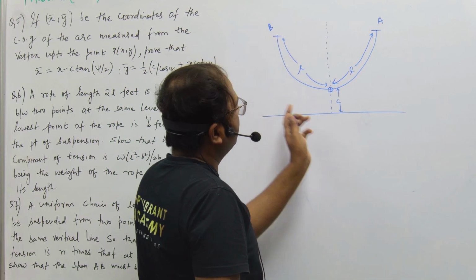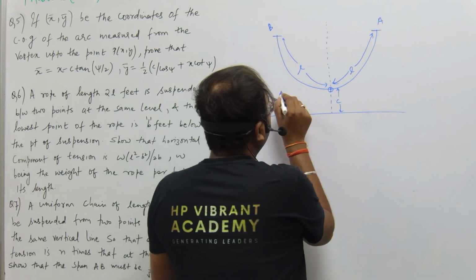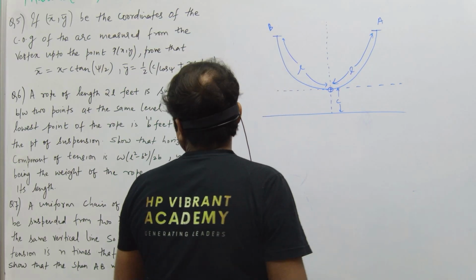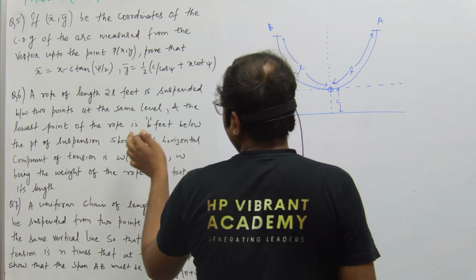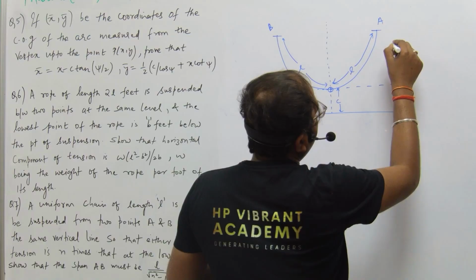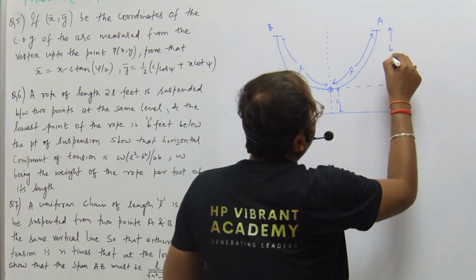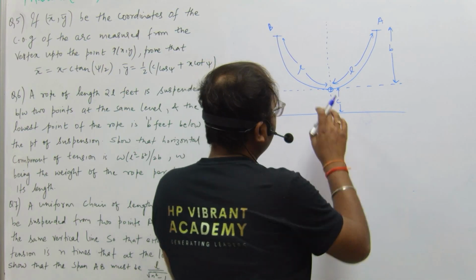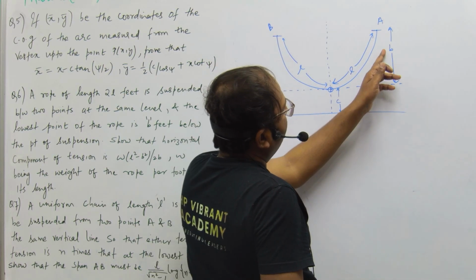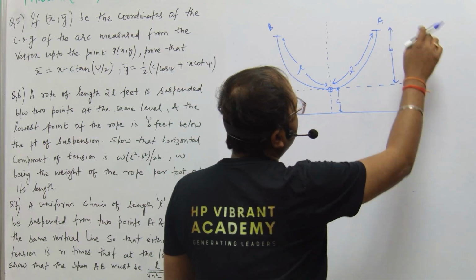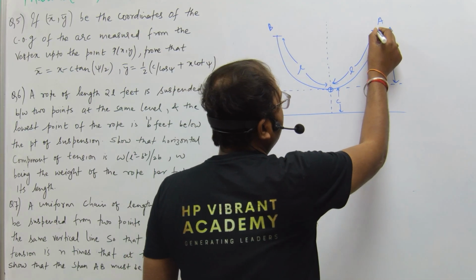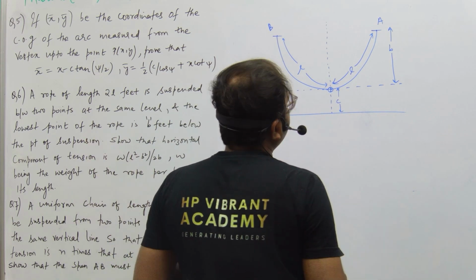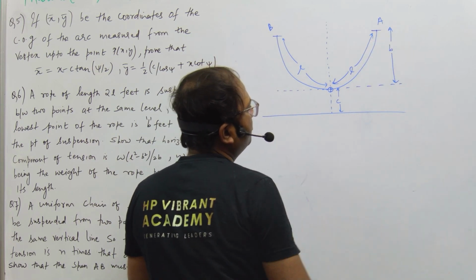So this whole length is 12, and the lowest point is b feet below the point of suspension. So this is our point of suspension. The lowest point is at a depth of b feet below the point of suspension.